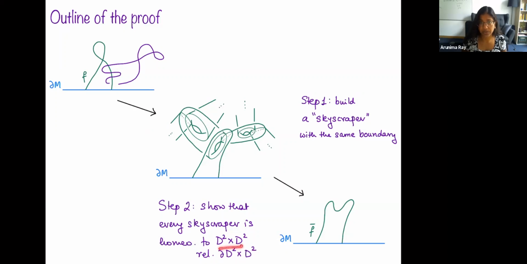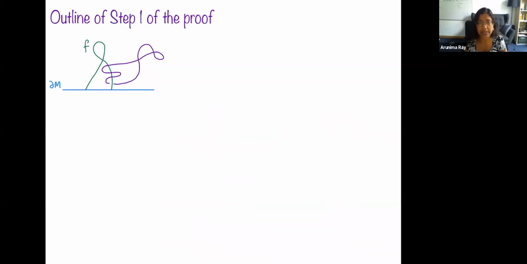All right, so this is the big broad outline of the proof. I'll say a few words on step 2 at the very end. For now, I'd like to give you an outline of what's going on in step 1 of the proof. Okay, so let's do that. Here's what's going on in step 1. I'm trying to tell you how to build a skyscraper. I'm going to do this essentially with a sequence of pictures.